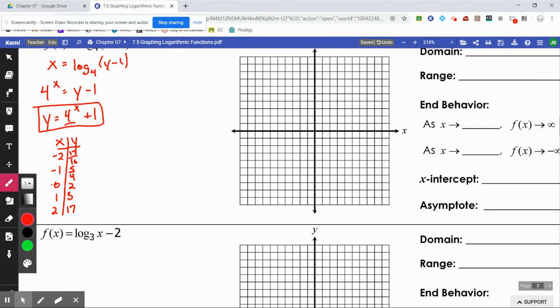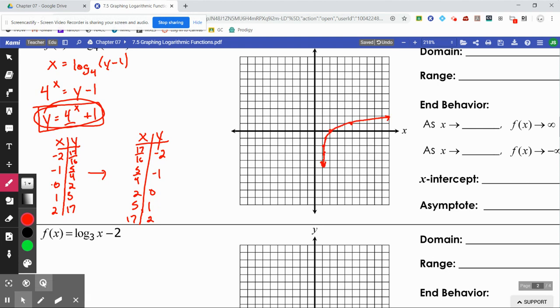Now let's plot these points and see what our graph looks like. Well, again, I nearly forgot again. Make sure that's the graph of 4 to the x plus 1. To find the graph that you're looking for, let's reciprocate those. 17/16, -2, 5/4, -1, 2, 0, 5, 1, and 17, 2. And here's what your graph will look like. And there is your graph.